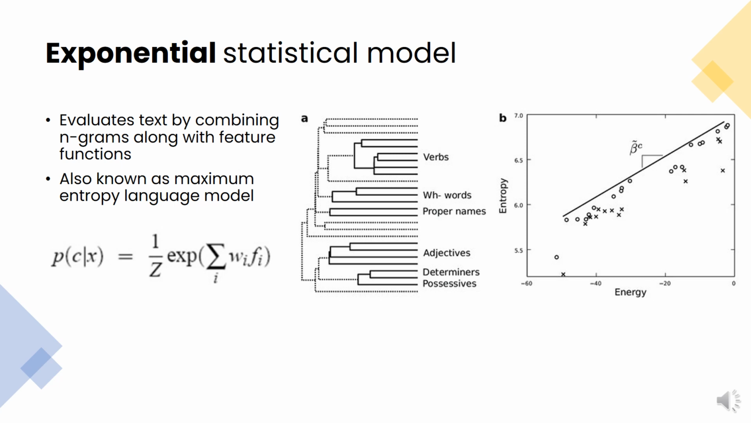Then the probability of c given x equals 1 upon Z, exponent of the summation over i of the weight w_i and feature f_i.